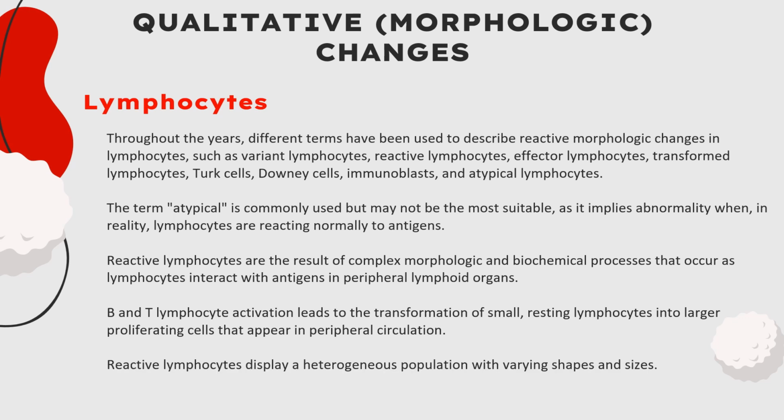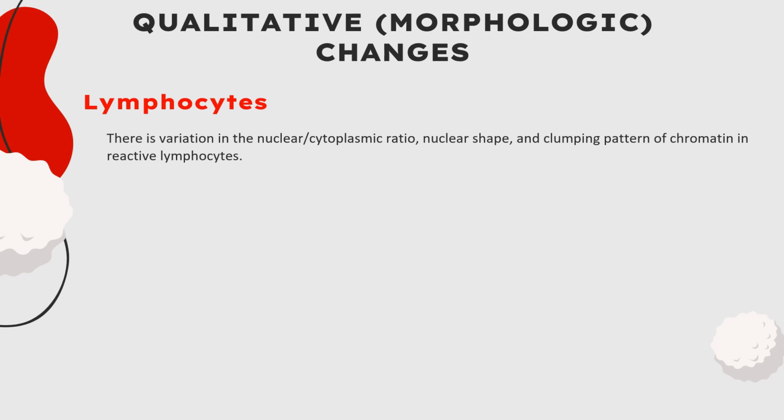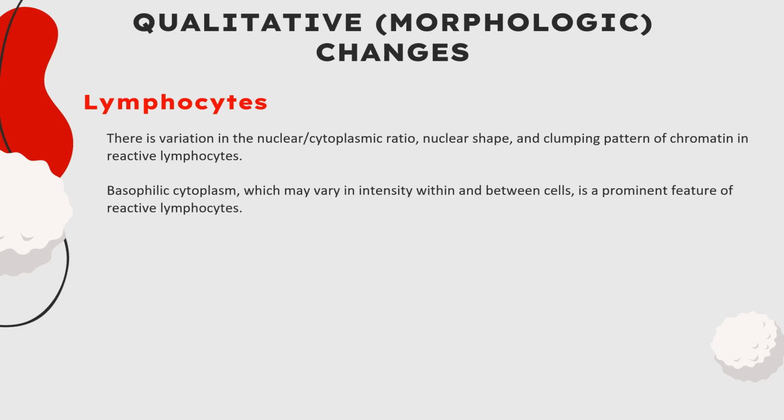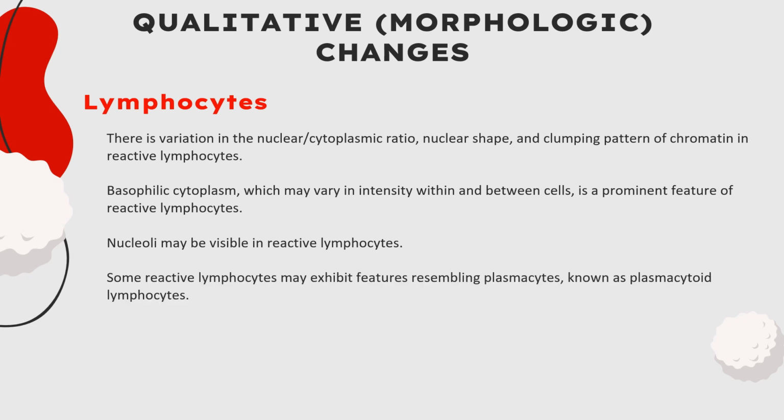Diversity in reactive lymphocytes. Reactive lymphocytes present a diverse population, showcasing a range of shapes and sizes. There's a noticeable variability in the nuclear to cytoplasmic ratio, nuclear shape, and even the clumping pattern of chromatin within reactive lymphocytes. One prominent feature of reactive lymphocytes is their basophilic cytoplasm. This feature can vary in intensity within and between cells. In some cases, nucleoli, which are distinct structures within the nucleus, might be visible in reactive lymphocytes. Interestingly, certain reactive lymphocytes can even resemble plasmacytes, and these are known as plasmacytoid lymphocytes.